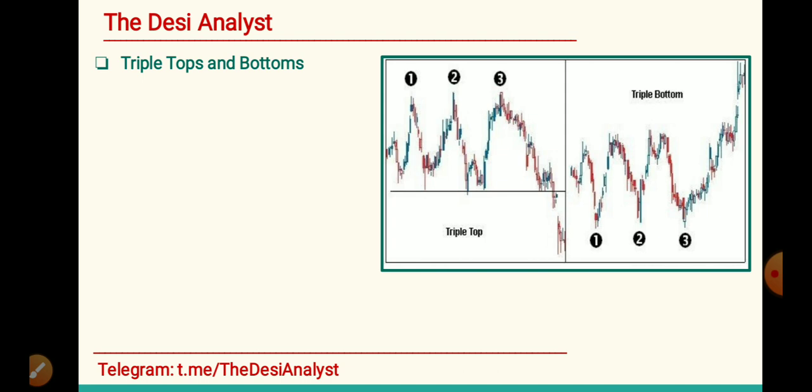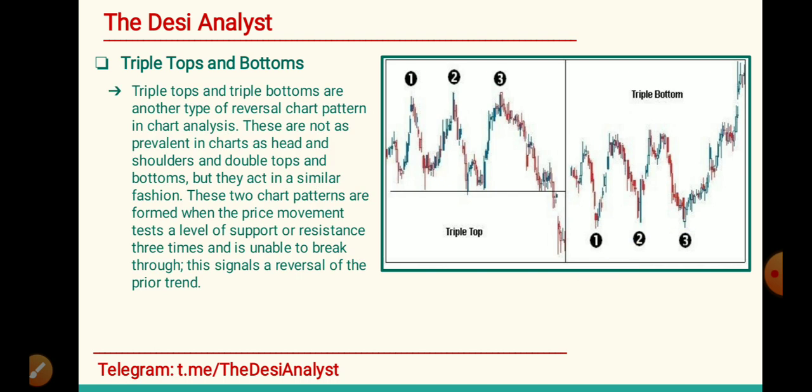Triple tops and bottoms. Before we have learned the characteristics of double top and double bottom. Now it is triple top and triple bottom. Triple tops and triple bottoms are another type of reversal chart pattern in chart analysis. These are not as prevalent in charts as head and shoulders and double tops and bottoms, but they act in a similar fashion. So the nature is almost similar to double top and double bottom.